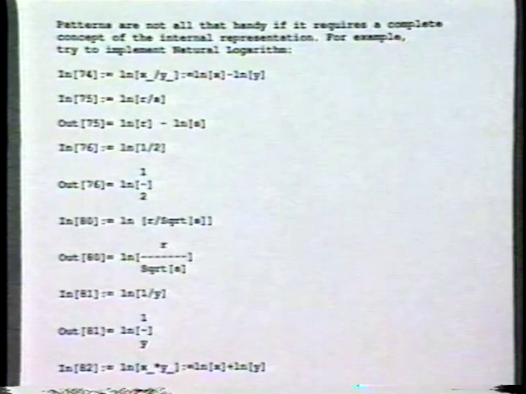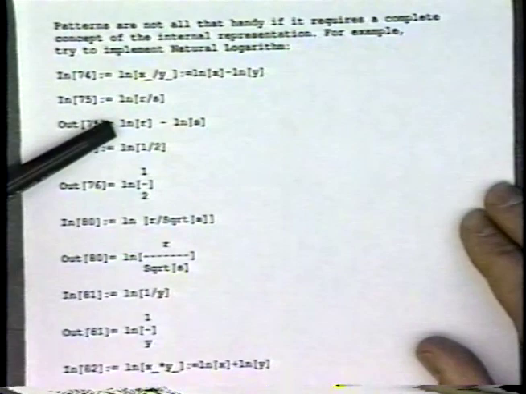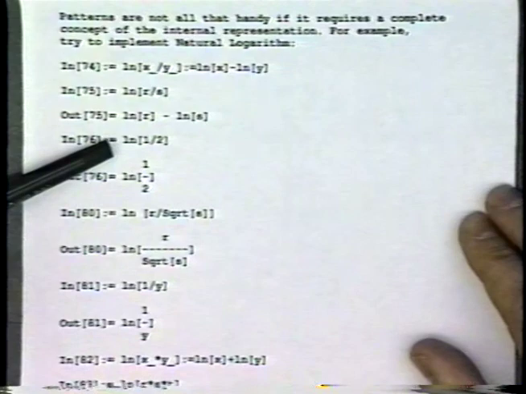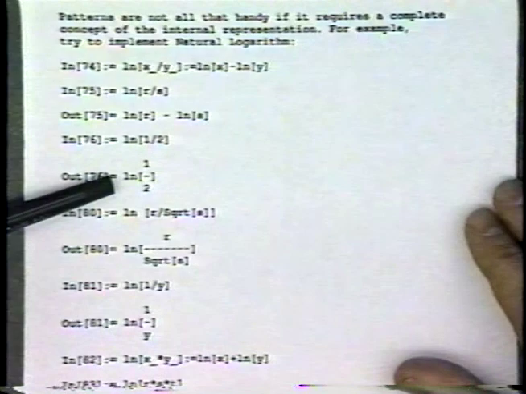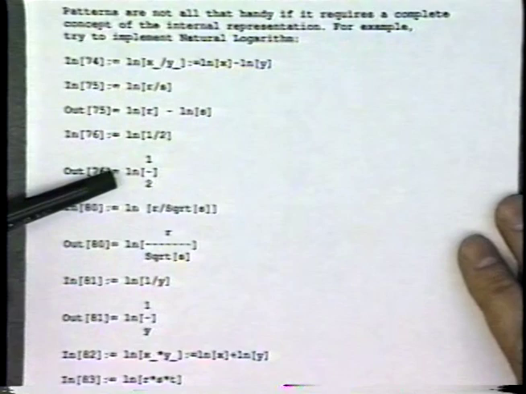If we say log of r over s, we get log of r minus log of s. So it looks like we've done the right thing. It works. Our example works. But then we try log of a half. And that doesn't work. Well, it looks just like x over y to us, but it turns out it's not. 1 over 2 is really a rational number. It's not a quotient at all. Oops. Do we really have to know that much about the internal representation of stuff in Mathematica? Well, if you're going to write patterns, you really do.